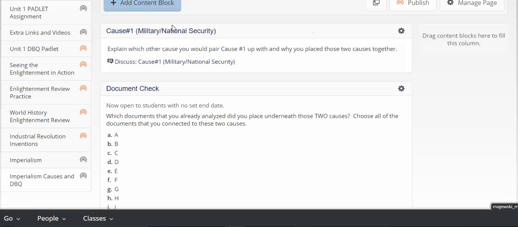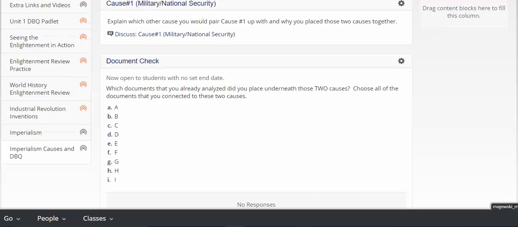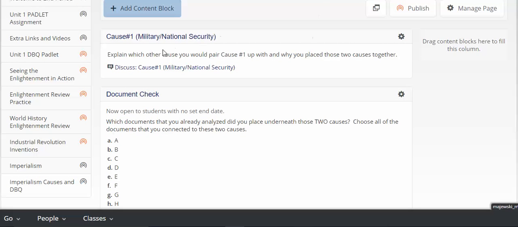What you're going to do after you've paired them up according to which ones you think belong together, you're going to come over to your Haiku page. And on that Haiku page, you're going to notice what I've done. You've got a series of discussions and a series of polls to take. First, your discussion. Cause number 1. I ask you to explain which other cause you would pair with cause number 1 and why you would place those causes together. You would click on the discussion tab here, and you would type in your response. Once you have typed in your response, you will be able to see the responses of others who have responded to the question as well.